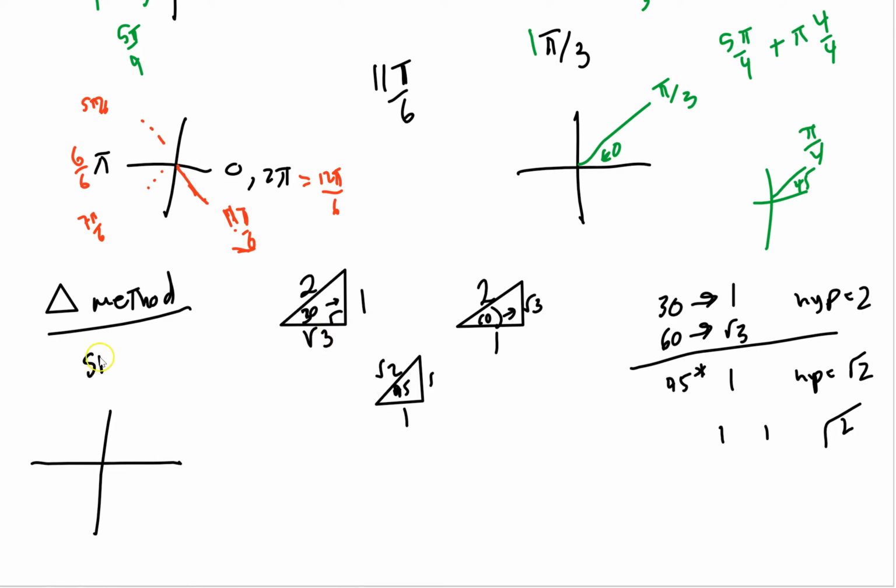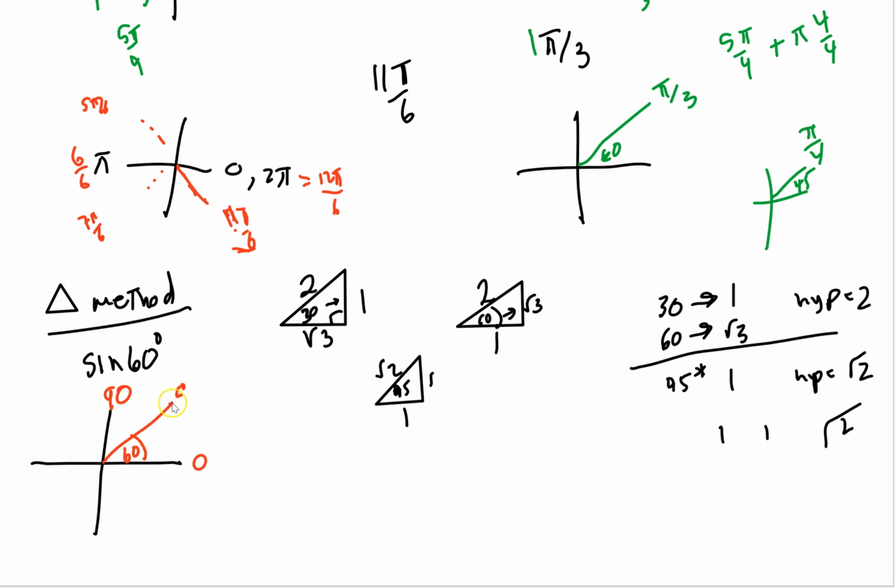Let's say I want to do sine of 60 degrees. So the way this works is this. Right, let's draw that 60 degree triangle. So here's 0, right? Here's 90. 60 goes in here somewhere. Doesn't really matter. That's my reference angle, 60 degrees.